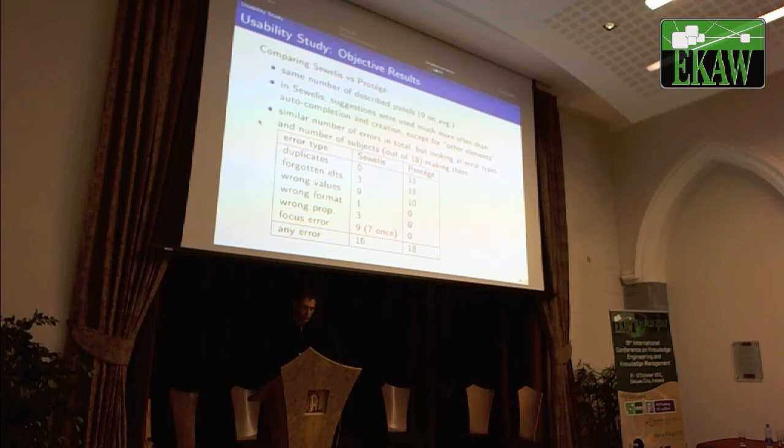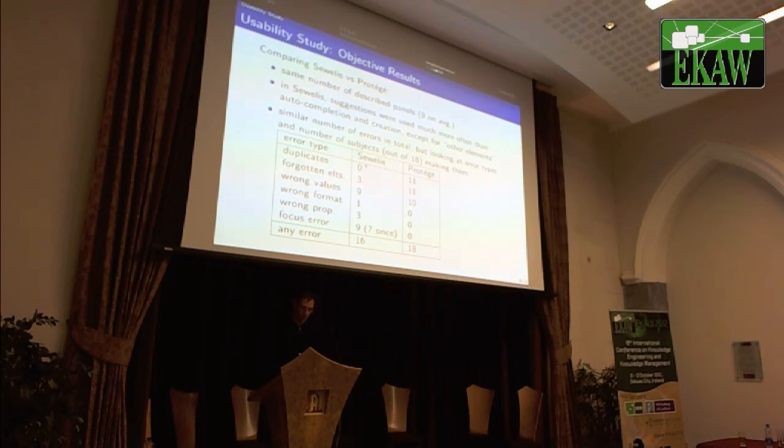And if we look at the total number of errors, they are similar, in fact, for both tools. So we look at them in more detail. We looked at the different error types and also at how many subjects made the errors, because we realized that sometimes a few subjects made a very large number of the same kind of errors. So we found it more informative to distinguish the results type by type.